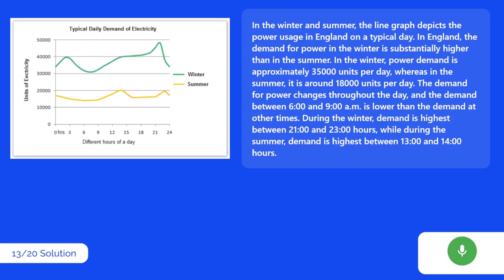The line graph depicts the power usage in England on a typical day in the winter and summer. In England, the demand for power in the winter is substantially higher than in the summer. In the winter, power demand is approximately 35,000 units per day, whereas in the summer, it is around 18,000 units per day. The demand for power changes throughout the day, and the demand between 6 and 9 a.m. is lower than the demand at other times.